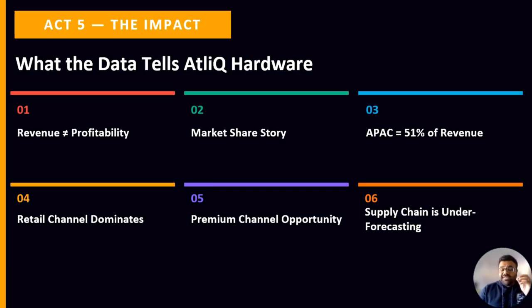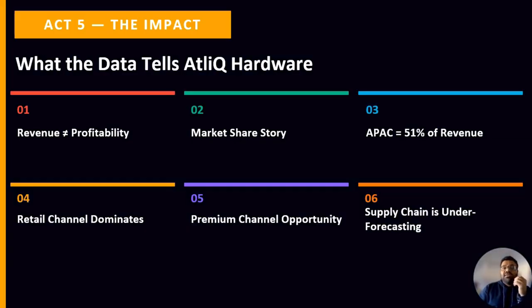Let's summarize what Business Insight 360 actually reveals about AtliQ. 1. Revenue and profitability are moving in opposite directions. The business is scaling fast, but costs are scaling faster. This is the number one priority at the board level. Second, market share is growing strongly. The product is winning in the market. The problem is internal, not external.